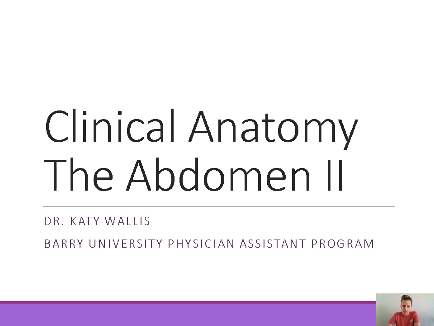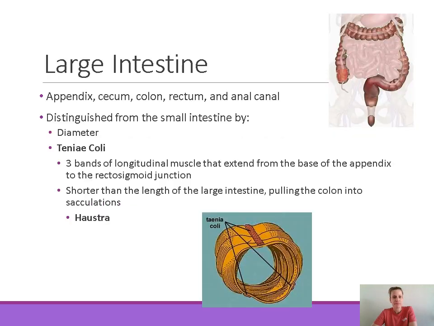Okay, we're going to continue on with our discussion of the abdominal organs. So we last talked about the small intestine, and now we'll continue with the large intestine. In general, you can see the large intestine beginning right here at the cecum, extending up the right side of the abdomen, crossing across the abdomen towards the left, coming down the left side of the abdomen, and then going through the sigmoid colon and into the rectum.